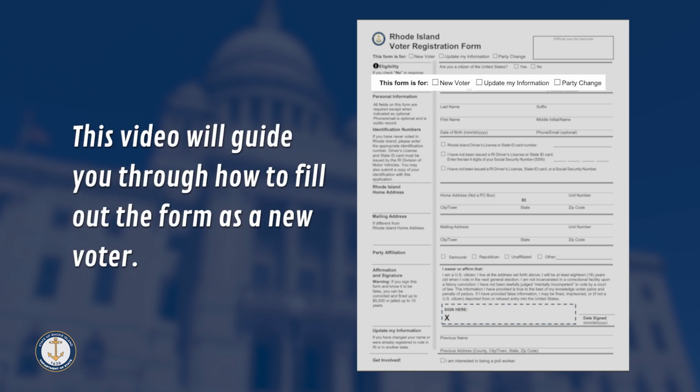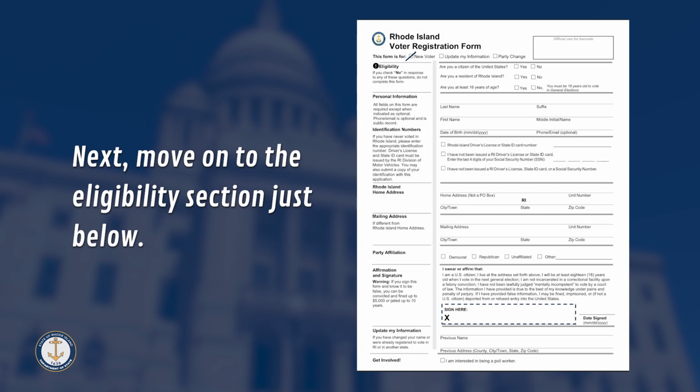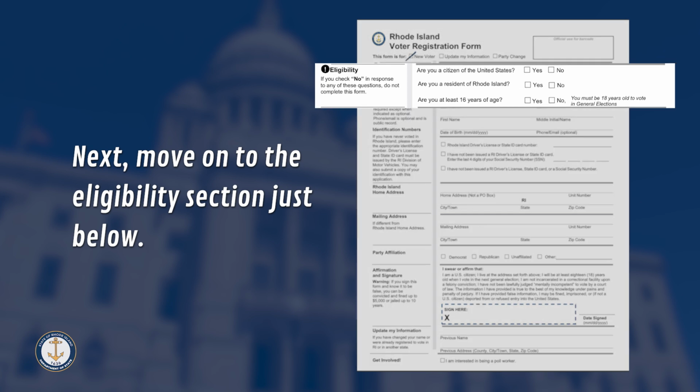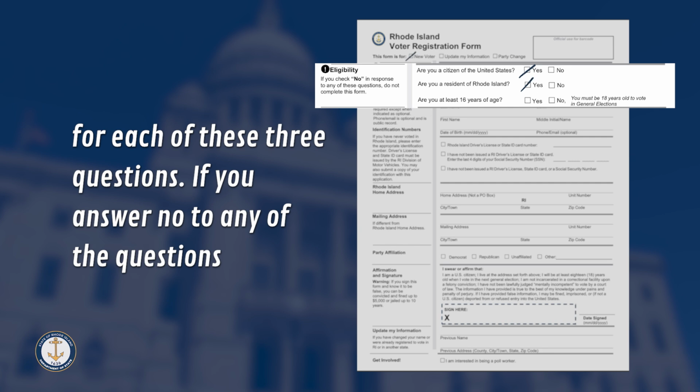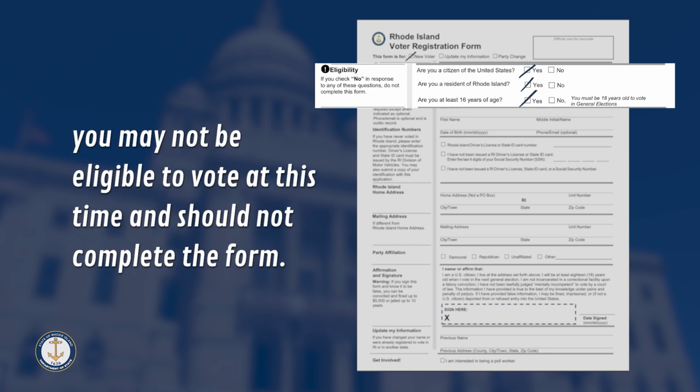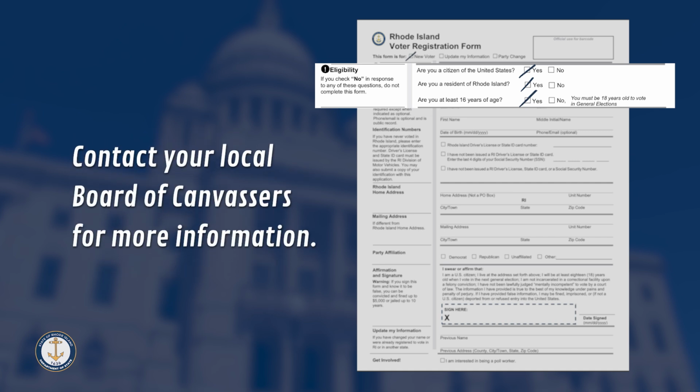This video will guide you through how to fill out the form as a new voter. Next, move on to the eligibility section just below. Mark yes or no for each of these 3 questions. If you answer no to any of the questions, you may not be eligible to vote at this time and should not complete the form. Contact your local Board of Canvassers for more information.